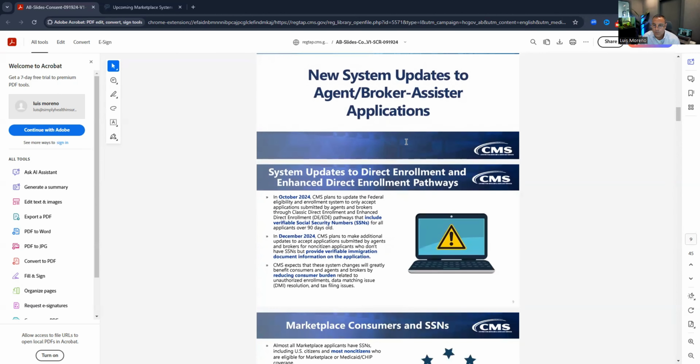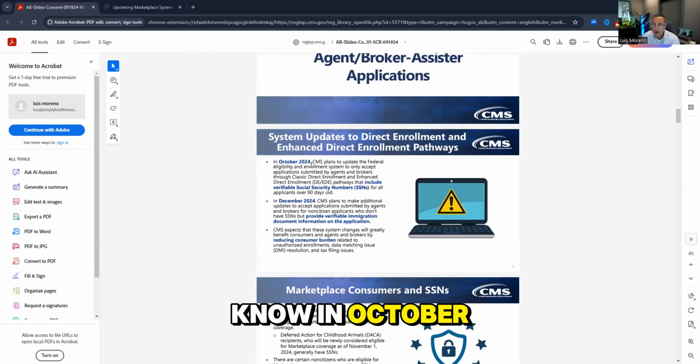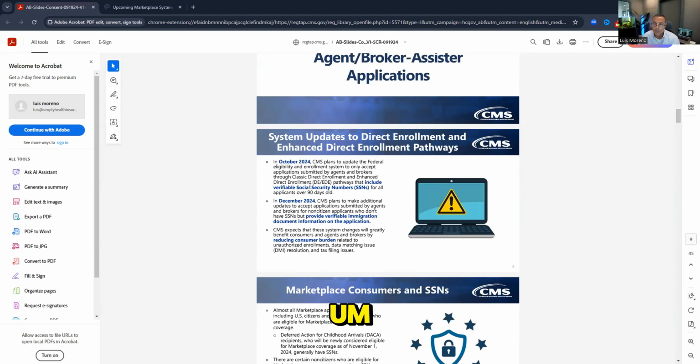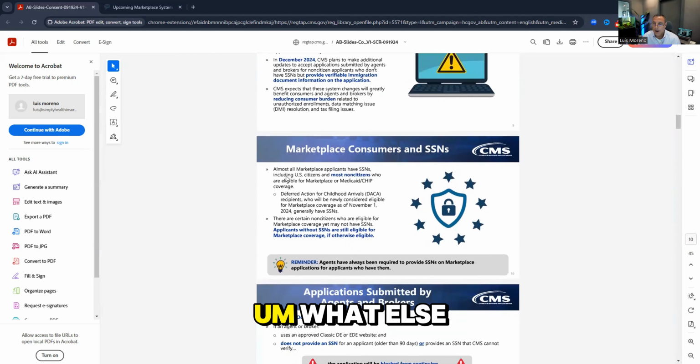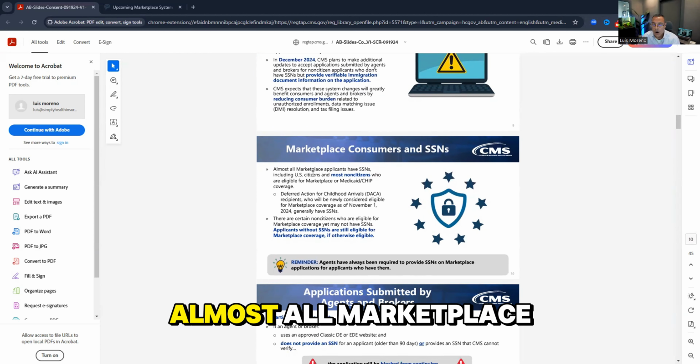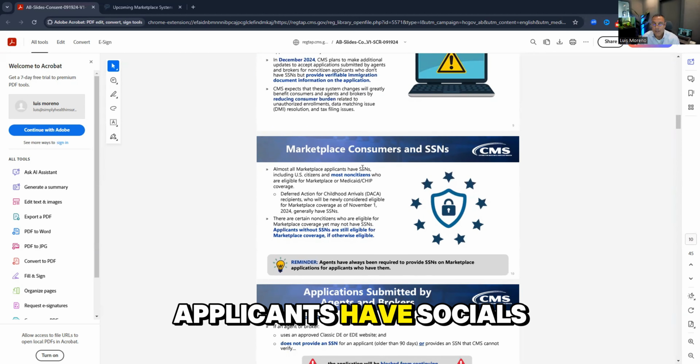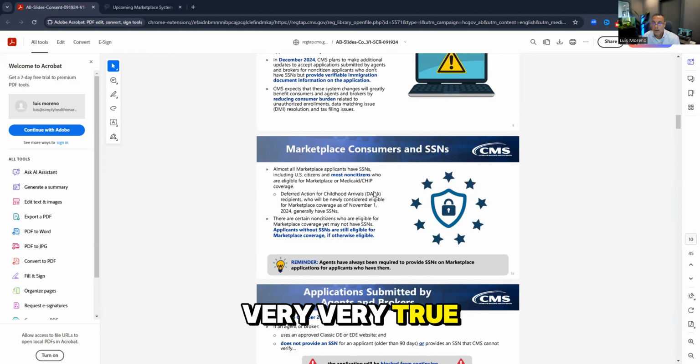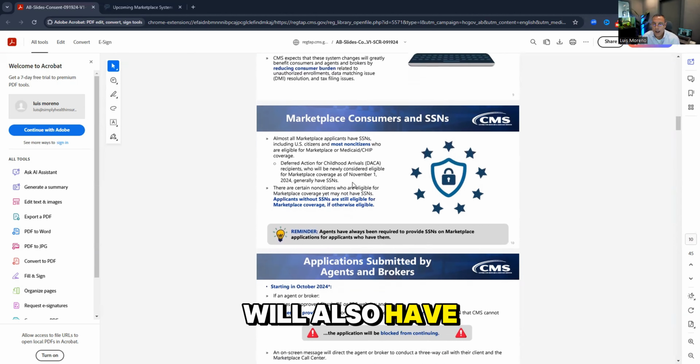All right. So we already know in October, they do give these applicants 90 days to verify. But if you submit everything, you just don't have to deal with that. Okay. What else is important here? Almost all citizens, almost all marketplace applicants have socials. Very, very true. Okay. And most non-citizens who are eligible will also have it.